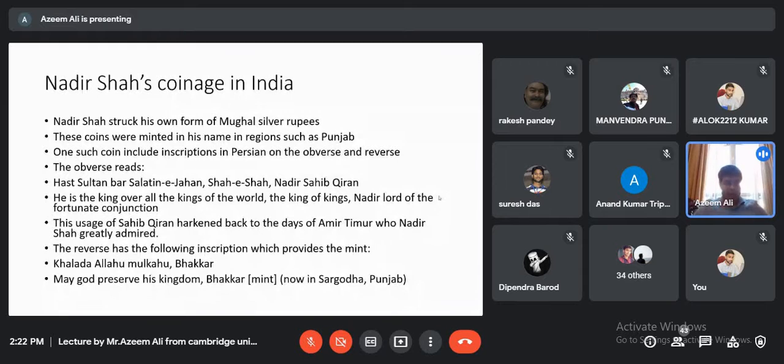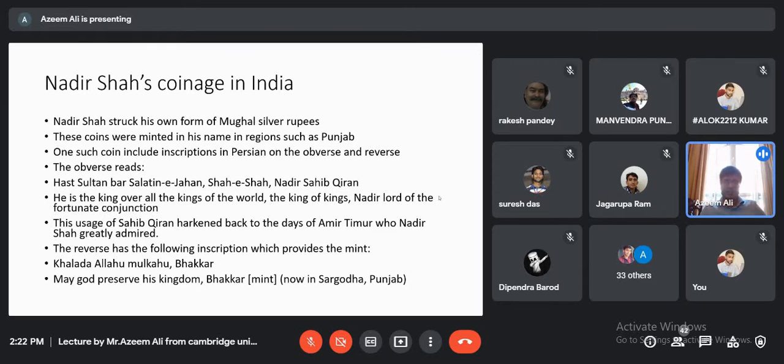While Nadir Shah was in India, he struck his own form of Mughal silver rupees. These coins were minted in his name in regions such as Punjab. One such coin includes inscriptions in Persian on the obverse and reverse. The obverse reads, Has Sultan ba Salatin-e Jahan, Shahi-Shah Nadir Sahib Kiran, which means, he is the king over all the kings of the world, the king of kings, Nadir, lord of the fortunate conjunction.